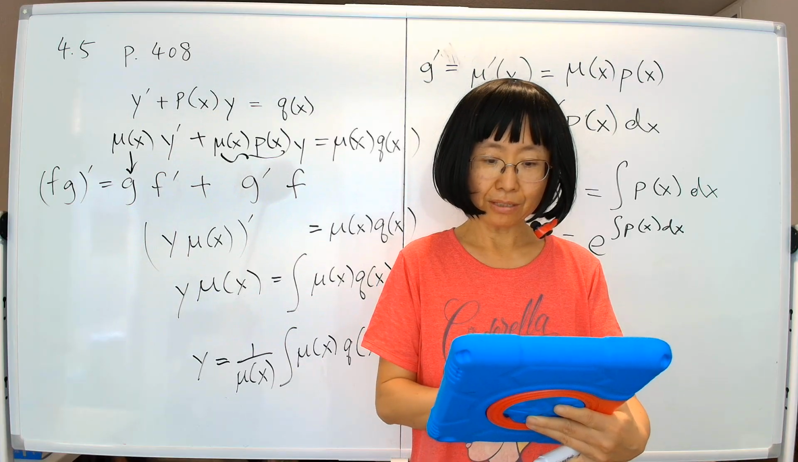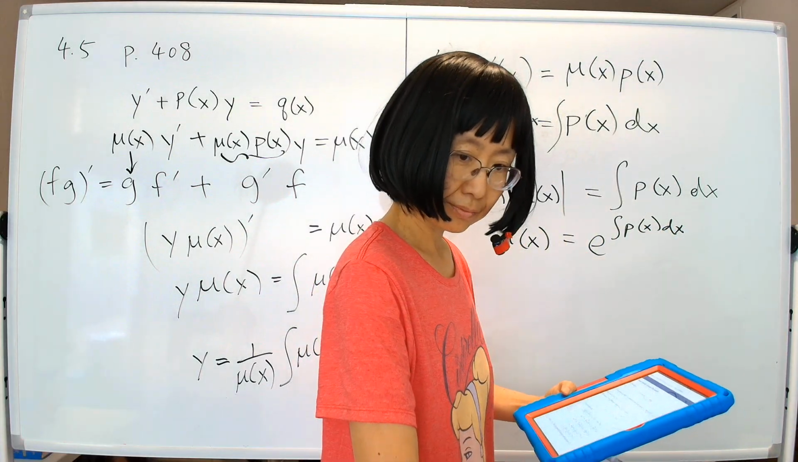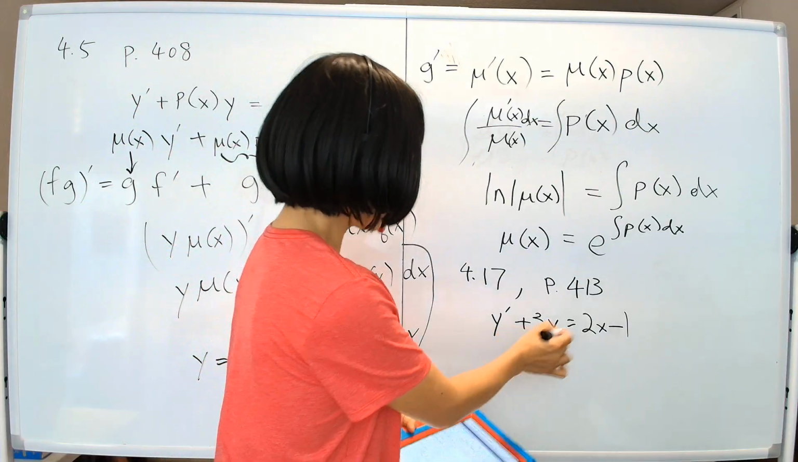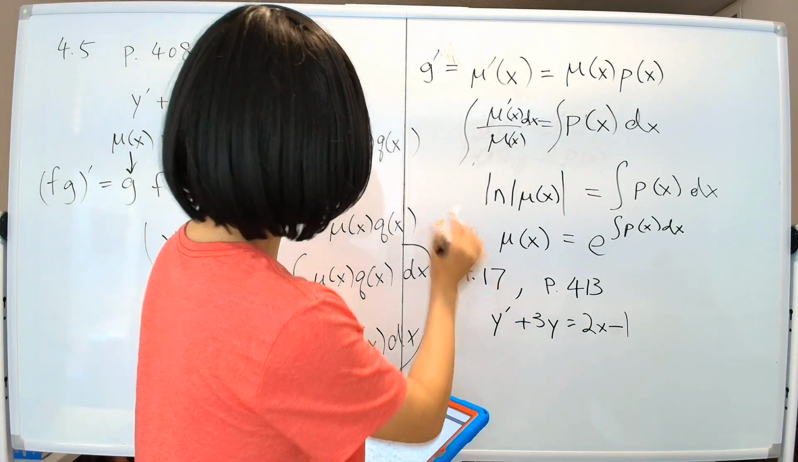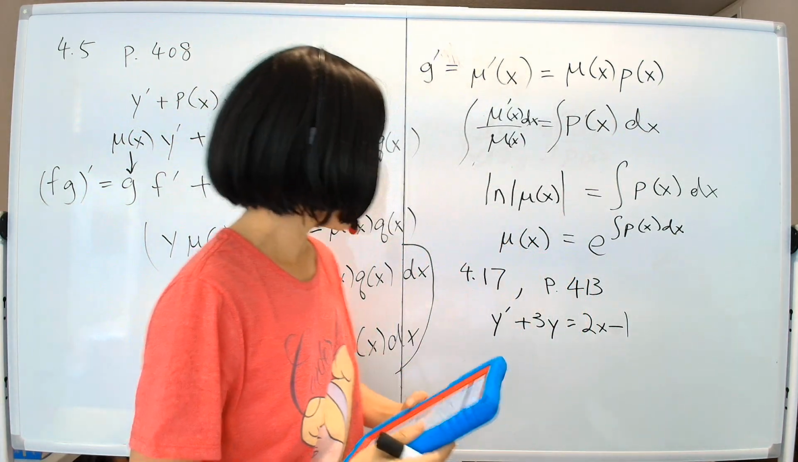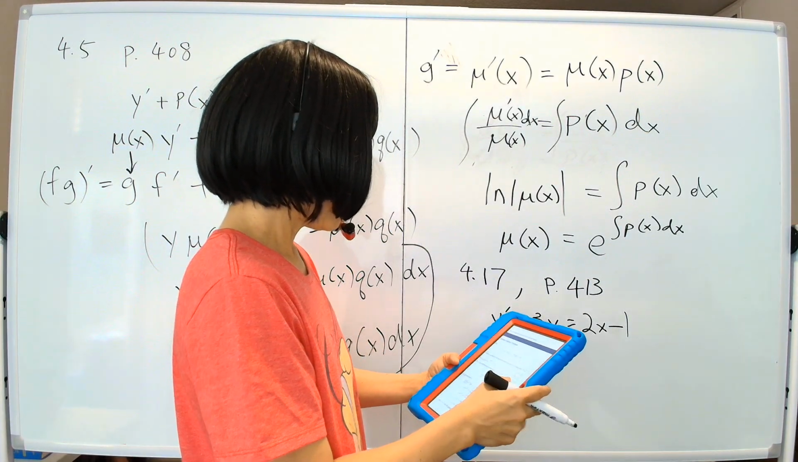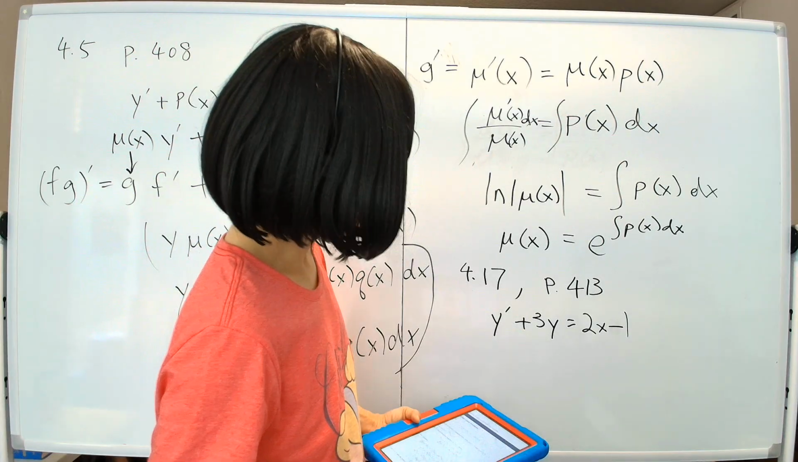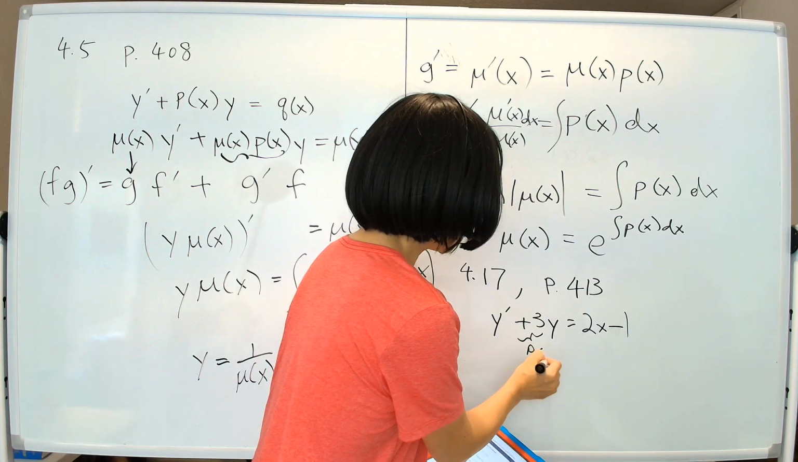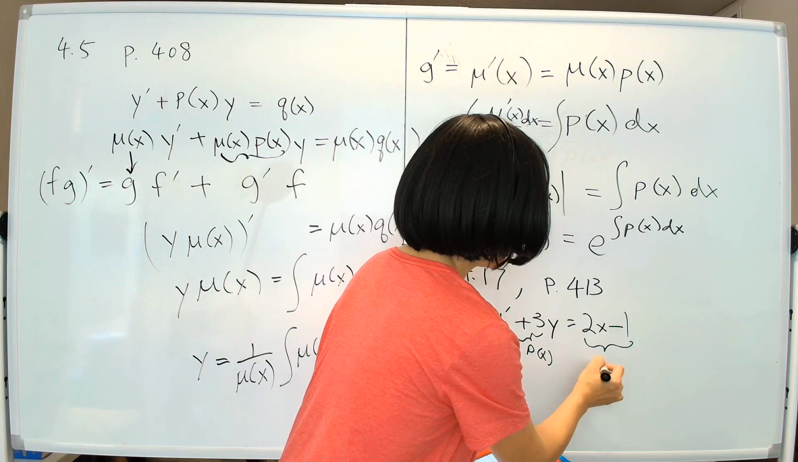Now we're going to solve a fairly simple differential equation. In example 4.17, we have an equation that's exactly in the form y prime plus p of x y equals q of x right here, where we just have to identify what p of x is. Well, p of x is just 3. And then q of x equals 2x minus 1.